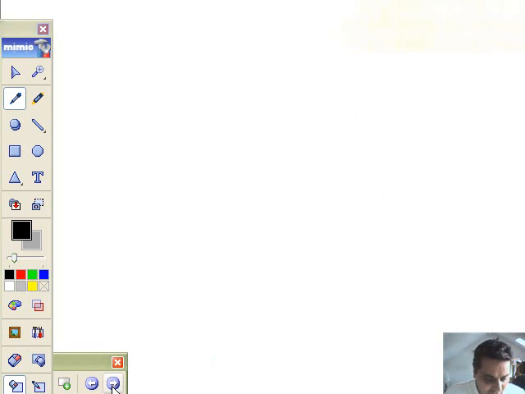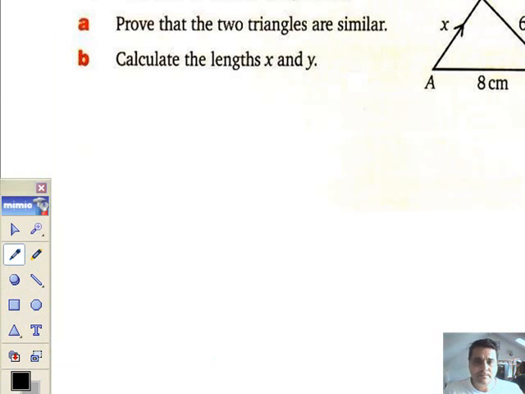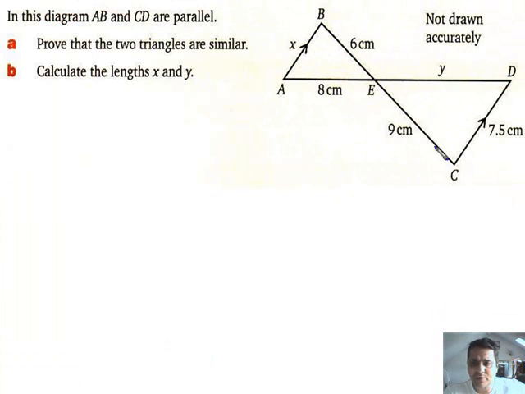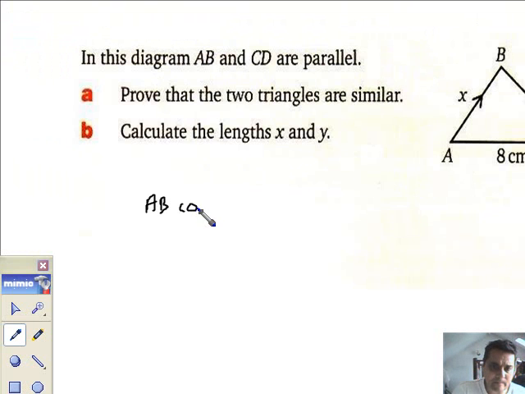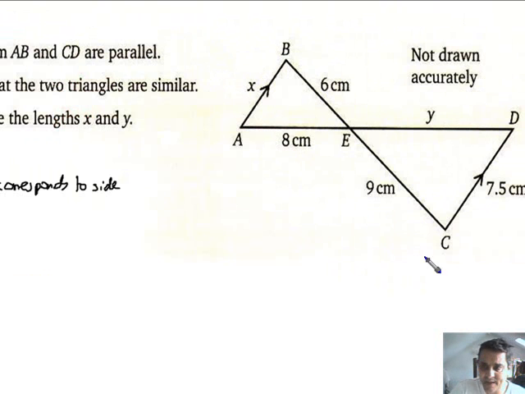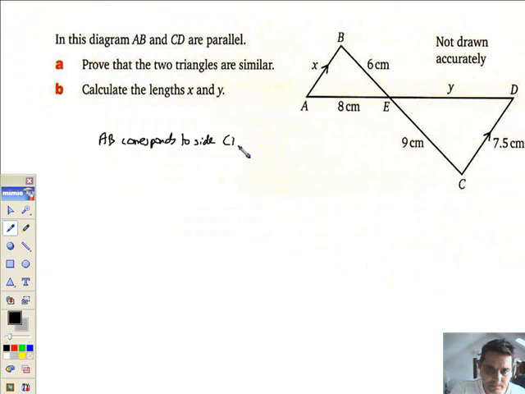Next one, a rather more complicated grade B affair. Now it's one of these little crossovers. I've got to prove that two triangles are similar. Okay then, well, let me just try and say it. AB corresponds to side CD because they're parallel lines. So let's just say that. AB corresponds to side CD. Why? They're parallel.